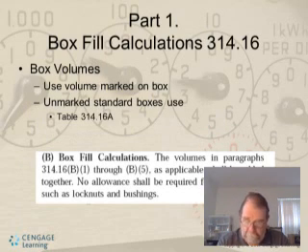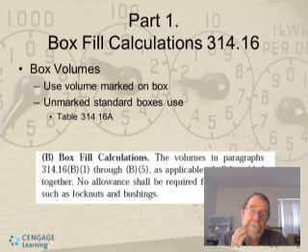Now, for the box fill calculations, you use the box fill volumes marked on the box, like I just mentioned, and an unmarked standard box uses the table in 314.16(A). And it states box fill calculations. That's the heading. The volumes in paragraphs 314.16(B)(1) through (B)(5), as applicable, shall be added together. No allowances shall be required for small fittings such as lock nuts and bushings. We'll get into that a little bit down the road.